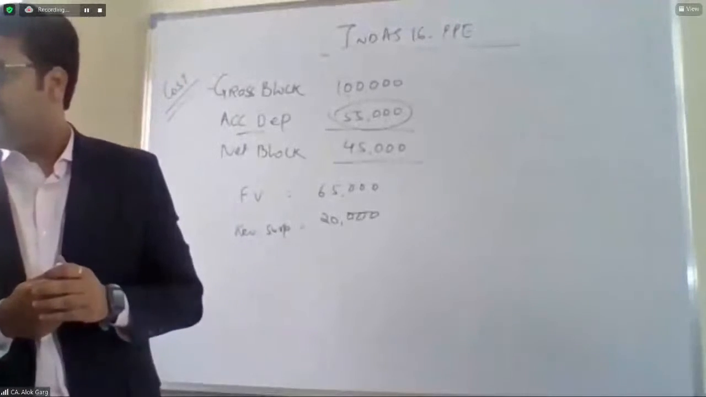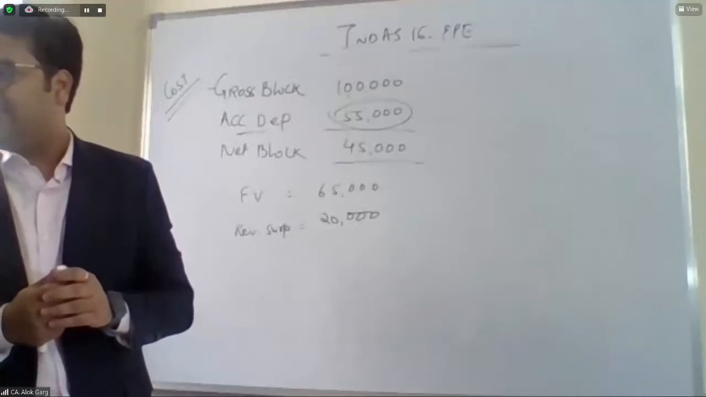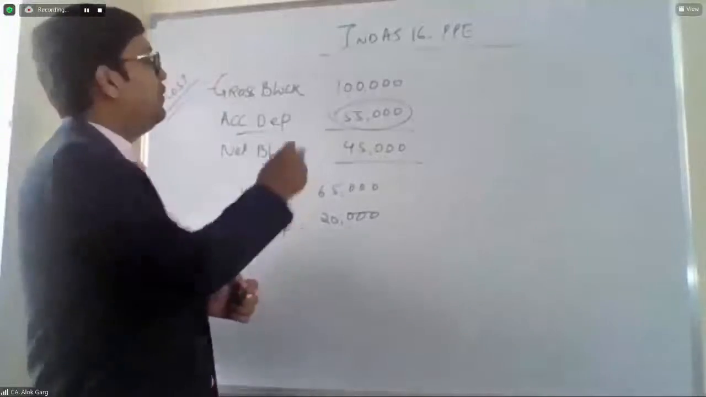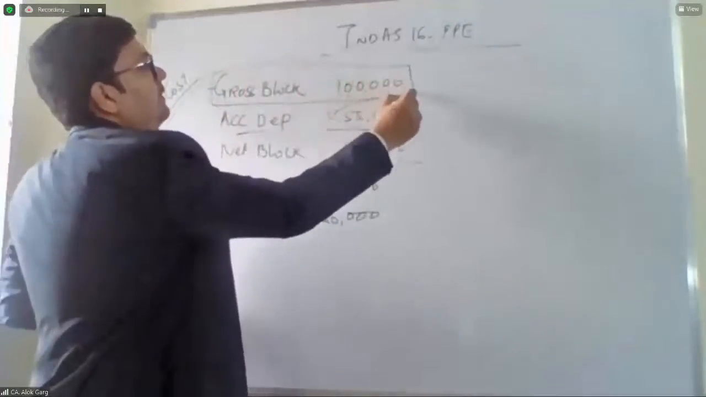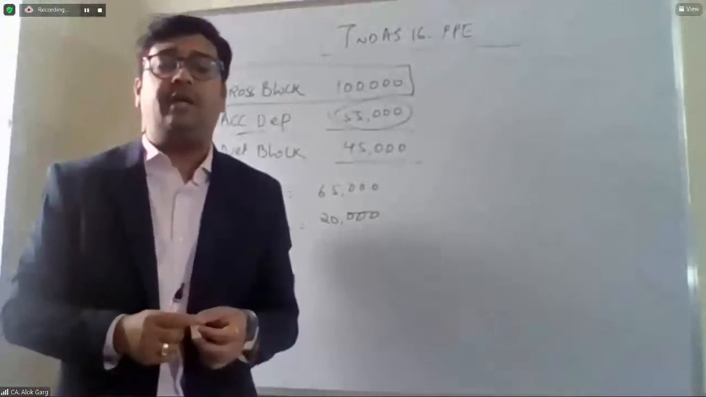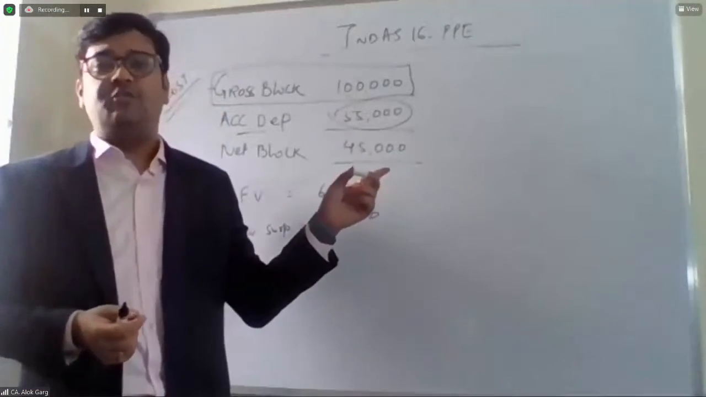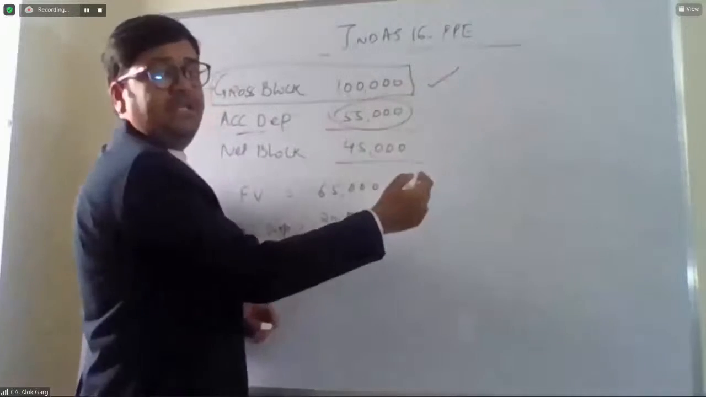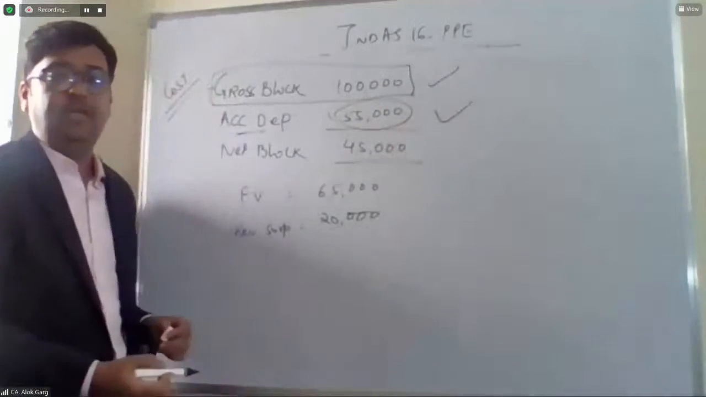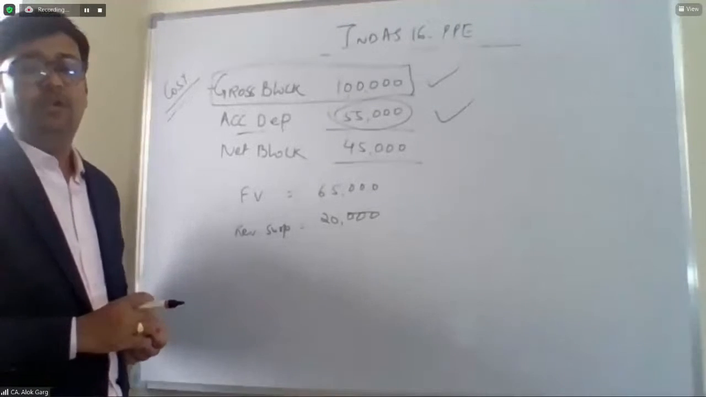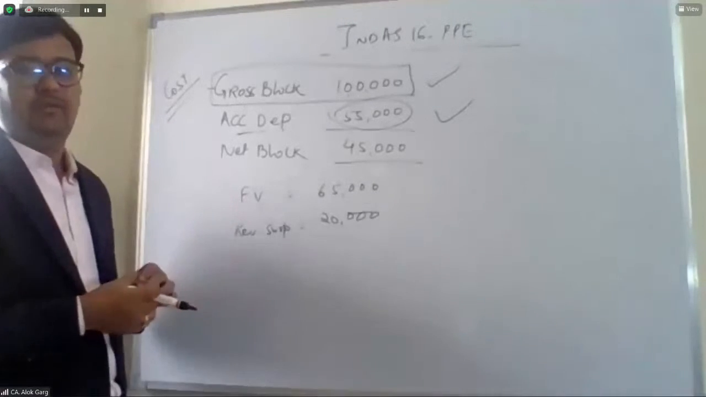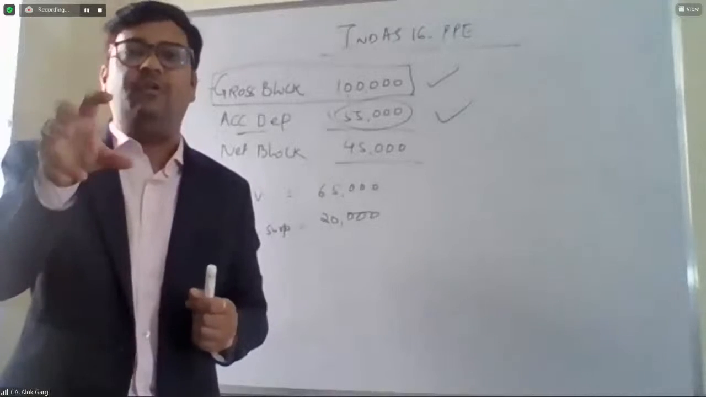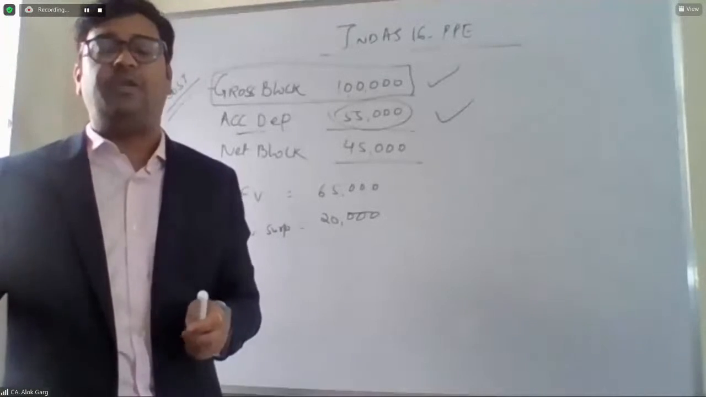Purushottam is asking, sir, the word gross carrying amount used in the standard, what is the difference between carrying value and gross carrying amount? Purushottam, again I am telling you, the gross carrying amount is nothing, it's a gross block. In the gross approach, gross carrying amount is required to be restated and accumulated depreciation is required to be restated. Gross carrying amount is the value or cost of the asset, and carrying amount is the net value: original cost or revalued amount minus accumulated depreciation minus accumulated impairment losses.